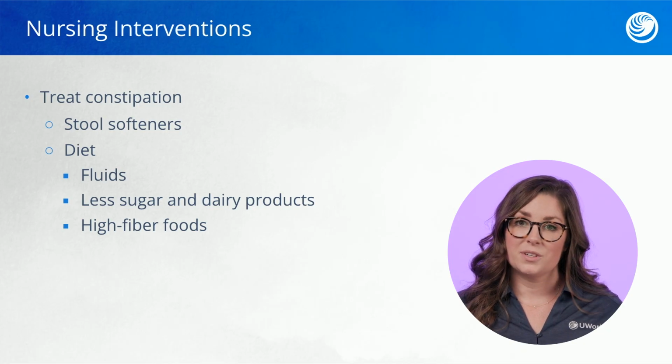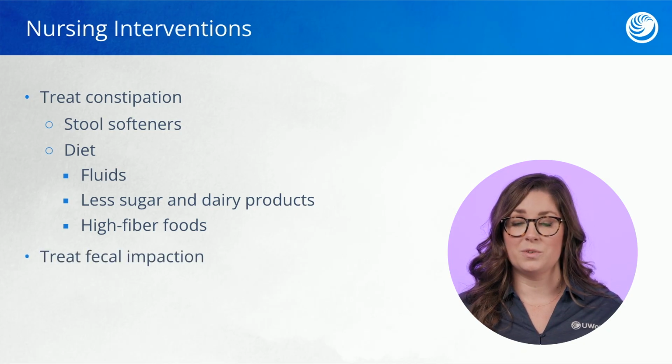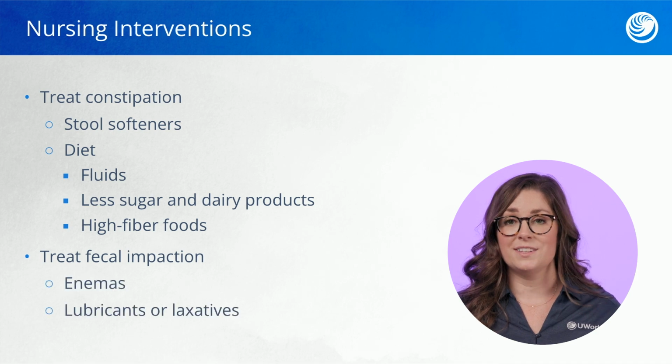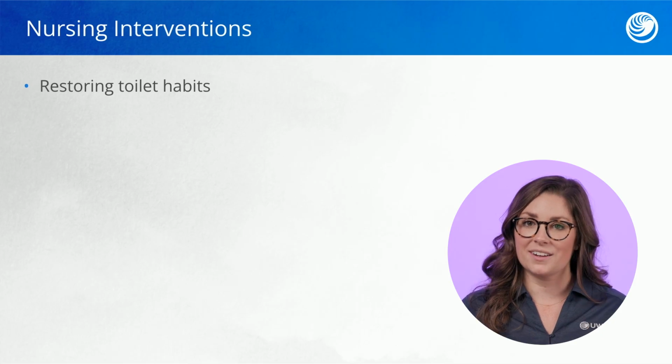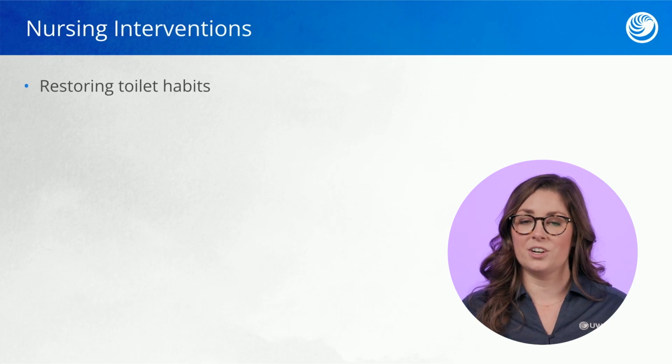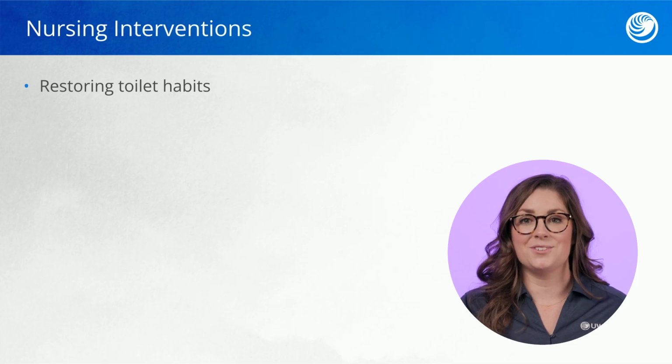If the cause of encopresis is a fecal impaction, that's what we need to treat. So we can do this with enemas, lubricants, or even laxatives. An example of a laxative would be polyethylene glycol. Other nursing interventions that we need to think about or include for clients with encopresis is reinstating toileting habits. Remember, clients with secondary encopresis have already achieved toilet training and bowel control. We just need to get them back into these toileting habits.